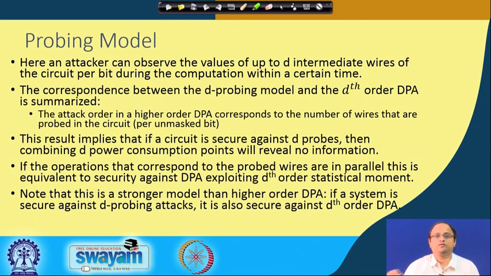Therefore, we will try to use this probing model to analyze the security of a given cipher. The idea is that if you can ensure that your circuit is secured even when the adversary is able to observe d intermediate points, then even if it combines d points in the power profile, our system should be secure. That is essentially the inherent idea.